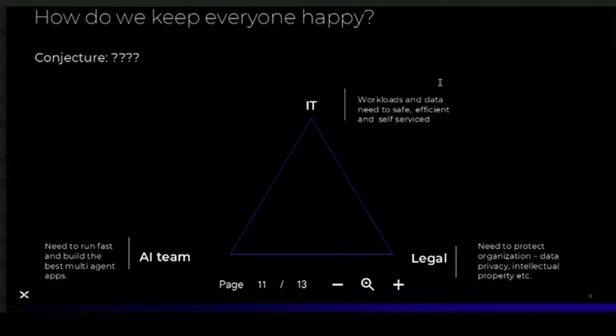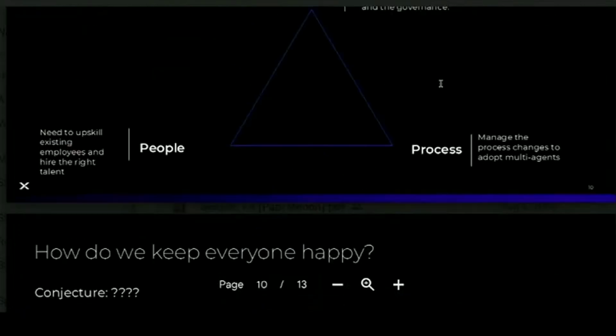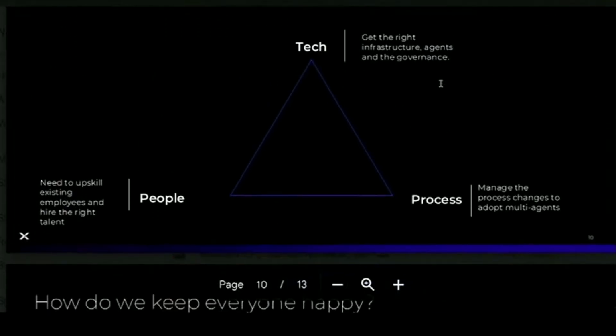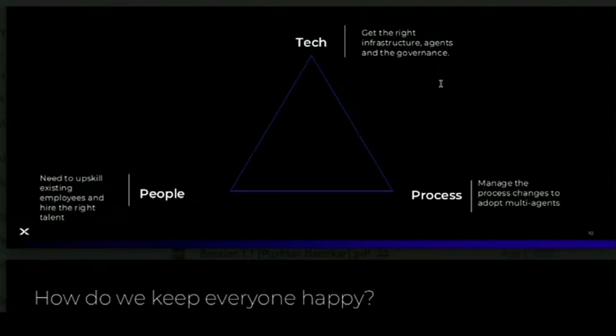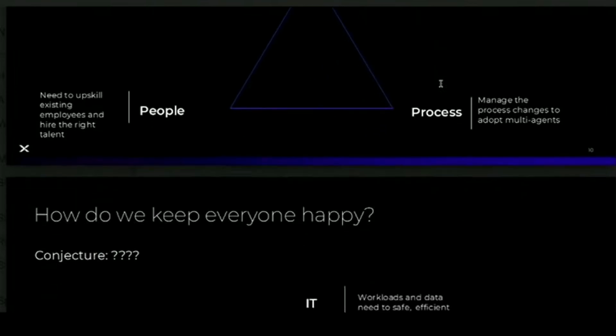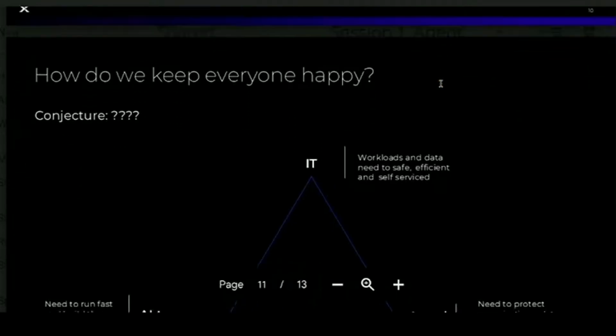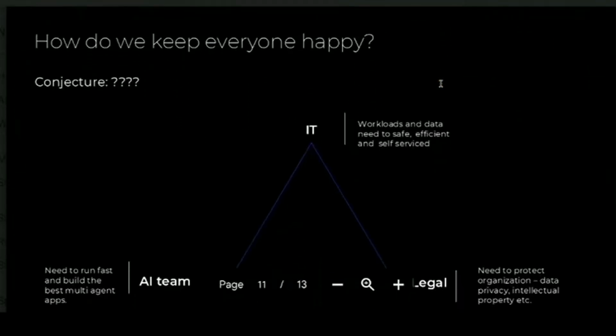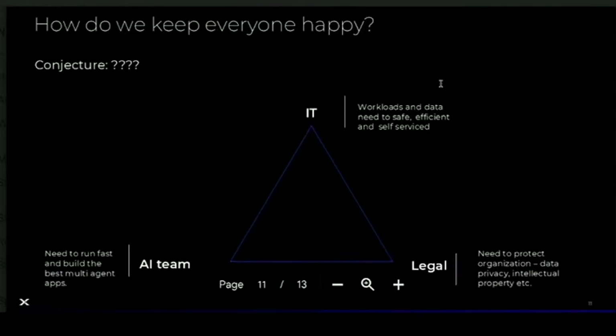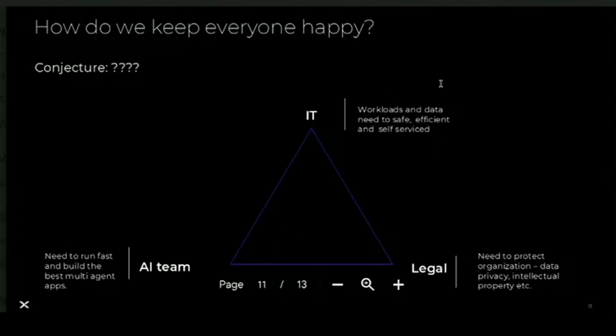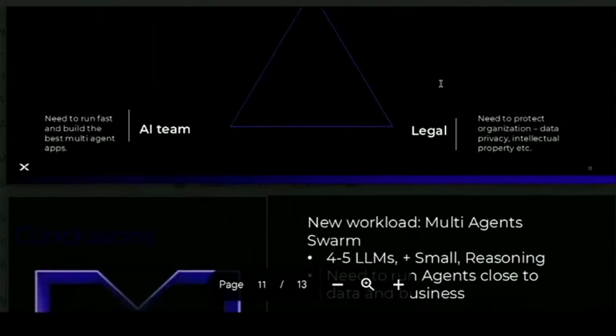So I'm usually in meetings with these three stakeholders, IT, the legal team, and the AI team, to figure out how we change the processes that I talked about. And for each of these, is there a theorem that we can prove, or a conjecture that we can come up with? How do we keep everyone happy? How do we show ROI in the enterprise while doing the right technology? Because we are all technical folks here.